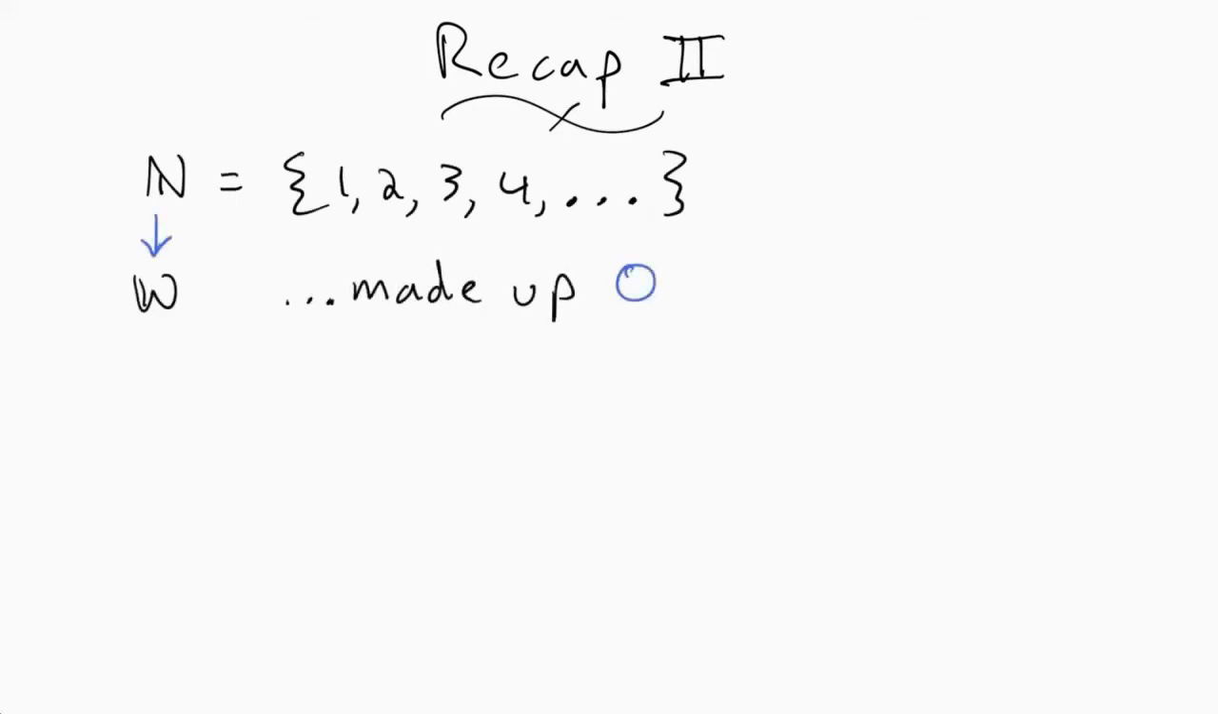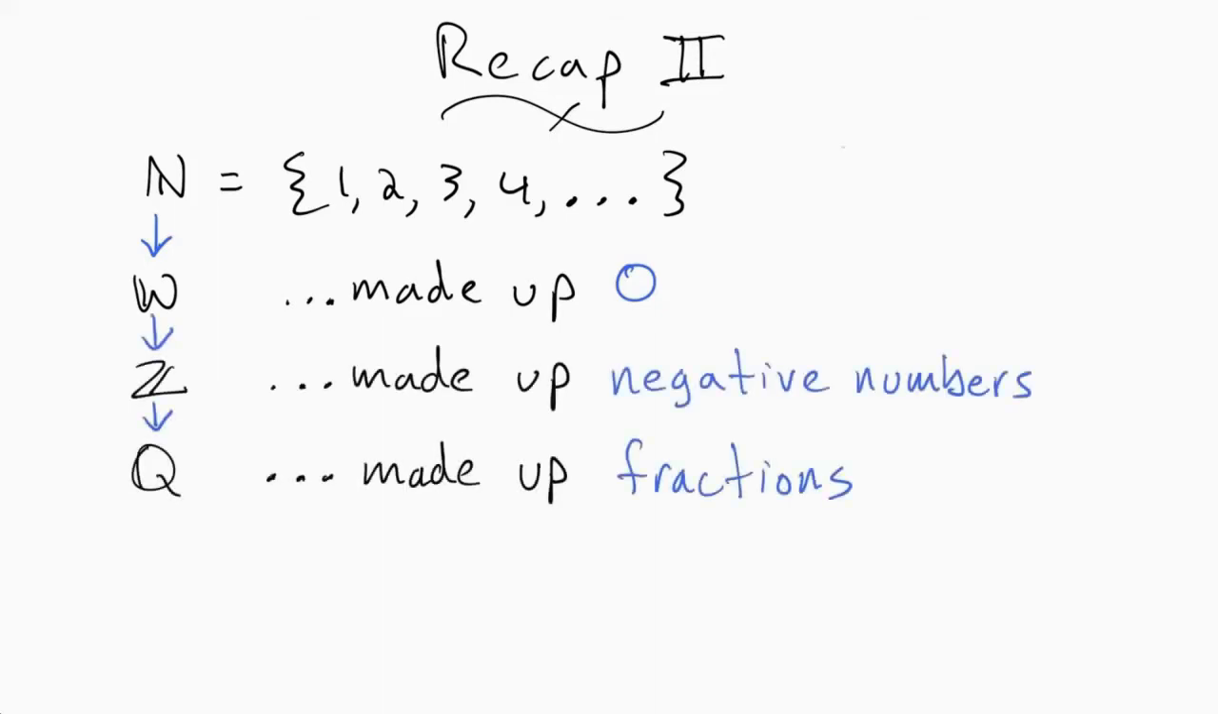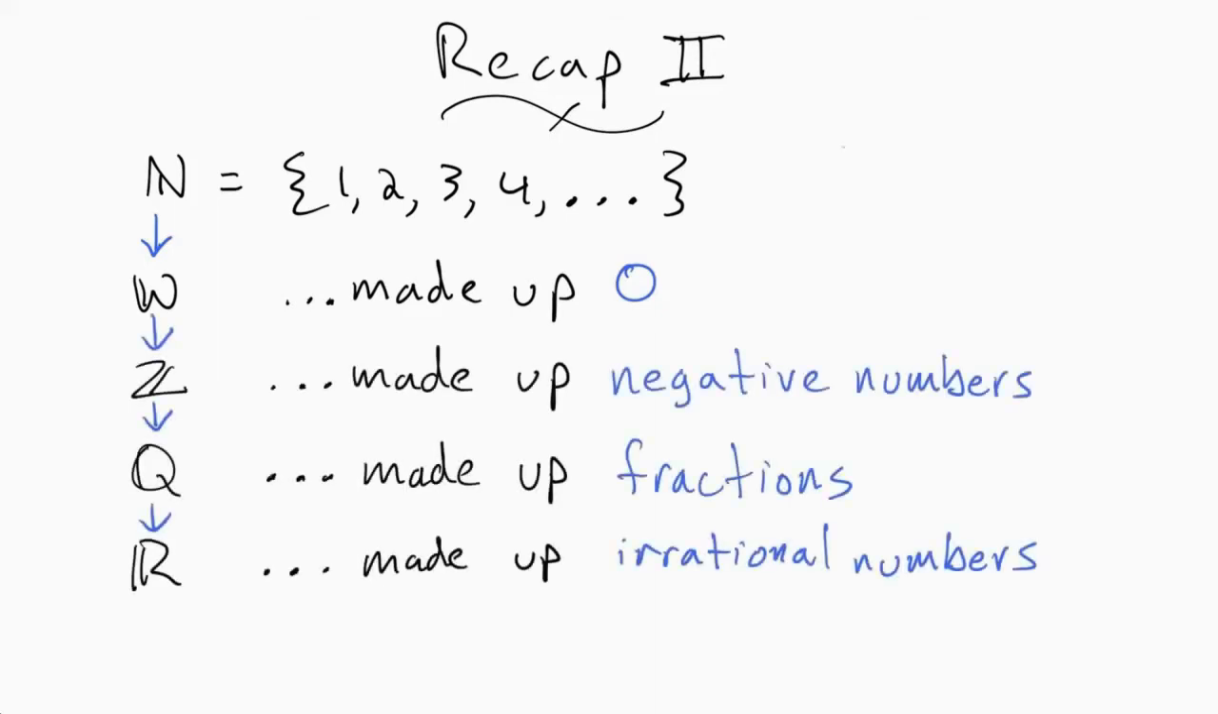Recap number 2. We started with the natural numbers, counting numbers from 1 and up. Then we made up an imaginary number called 0 to make the whole numbers. But we didn't stop there. We let our imagination run wild. We made up more numbers. We made up negative numbers, we made up fractions, we made up irrational numbers, and finally, we made up the eponymously imaginary number i.